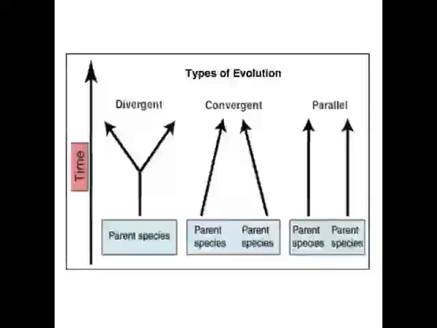So another pattern of evolution is parallel evolution, and this is where a similar trait or characteristic evolves in two different species which are often similar. So often you'll get two similar species which are living in the same environment, and due to the same environmental pressures, those two species will independently evolve to have very similar characteristics.